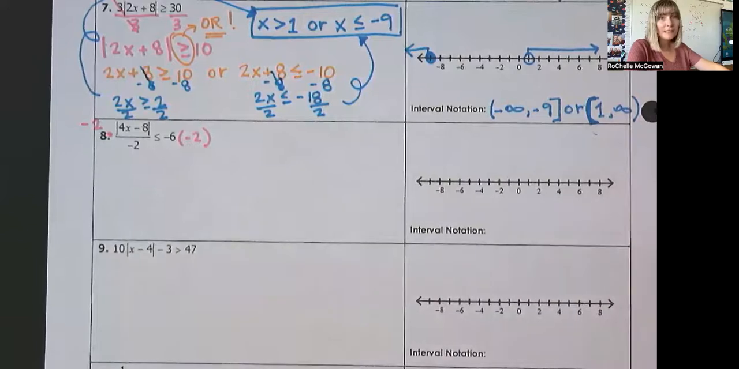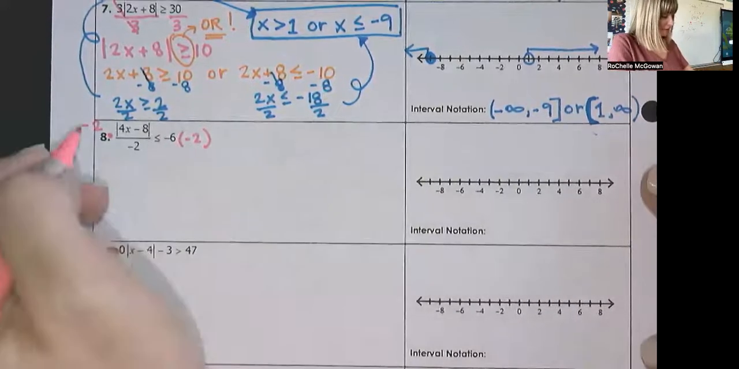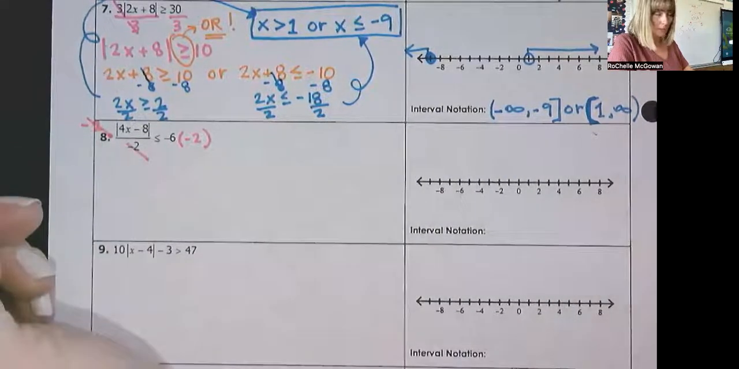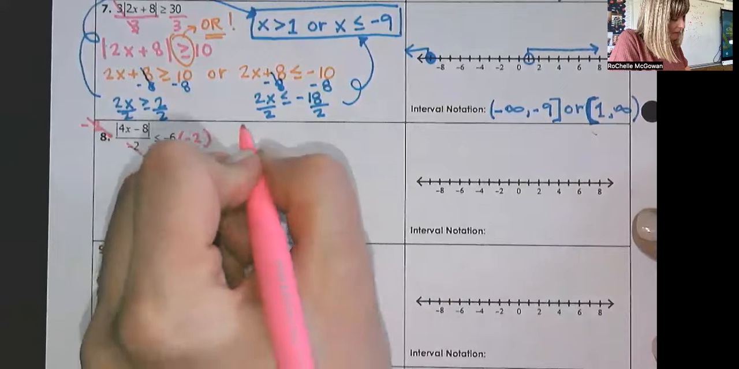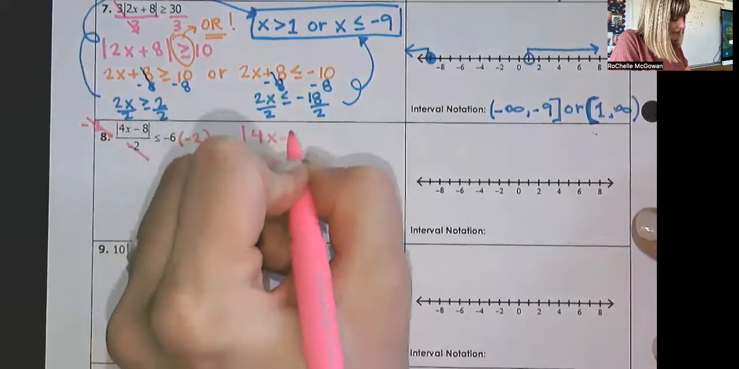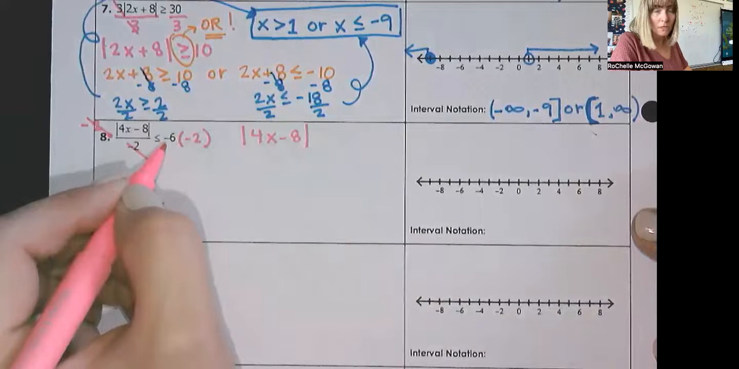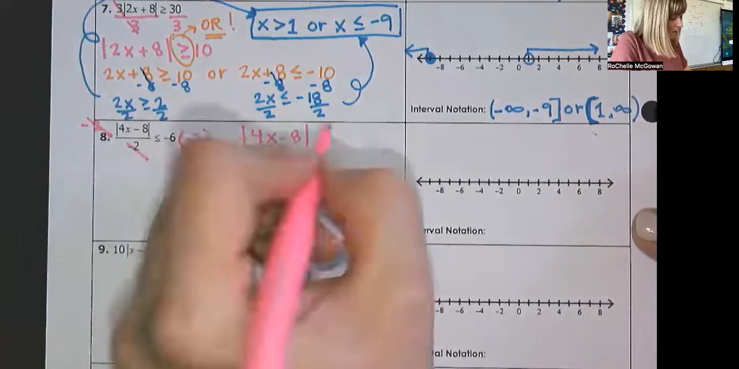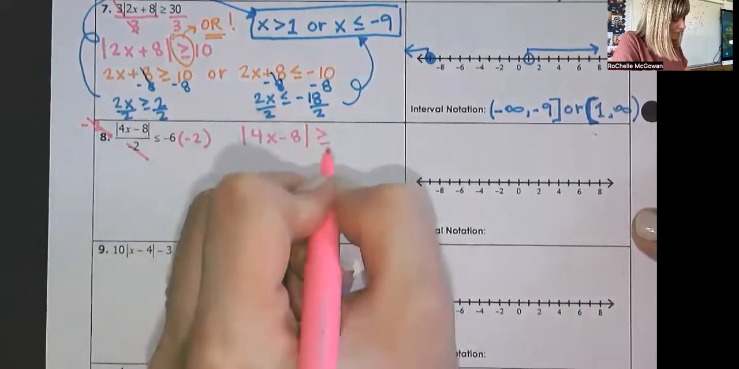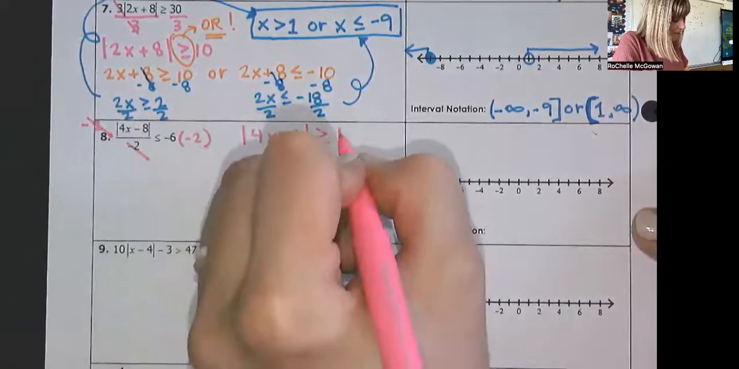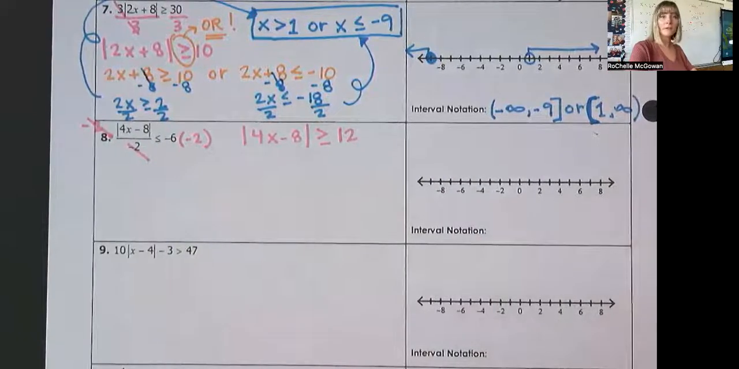So before I'm even ready to deal with the absolute value stuff, here's what I have. You watching? Write this down. I have absolute value of 4x minus 8. I have to reverse this symbol now, which changes everything. And why am I reversing that symbol? -6 times -2 is 12, because I multiplied both sides by a negative, and that still applies even with absolute values. Anytime you multiply or divide both sides by a negative, you reverse the symbol.